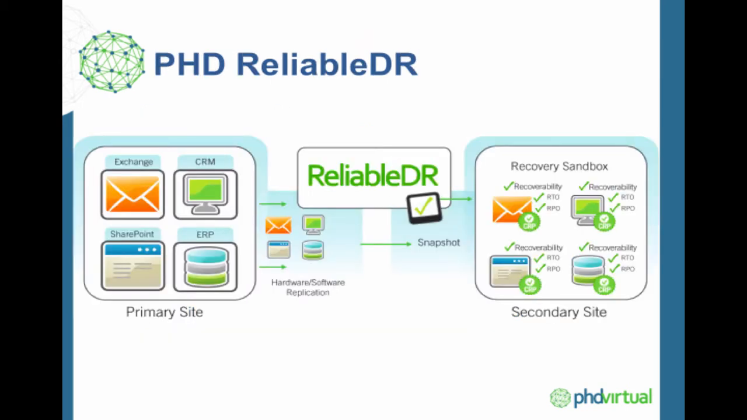So ReliableDR really is about protecting applications. So you have your applications at the primary site. Somehow they are replicated across to your secondary site. So either using ReliableDR's replication, you could use SRM to do the replication if you really wanted. You could use a third party. You could use your storage arrays. But then when it's over at the second site, we can test them.